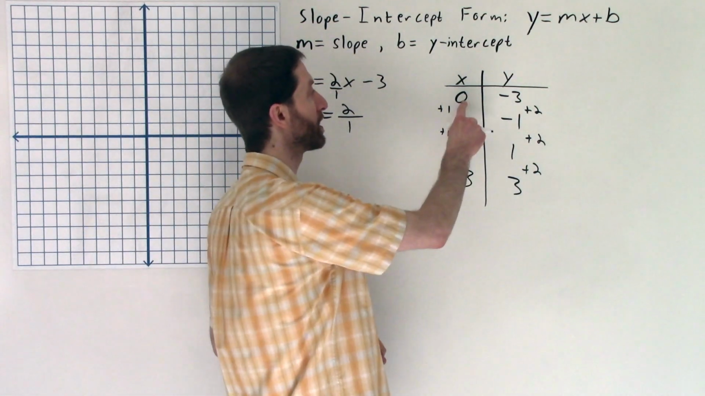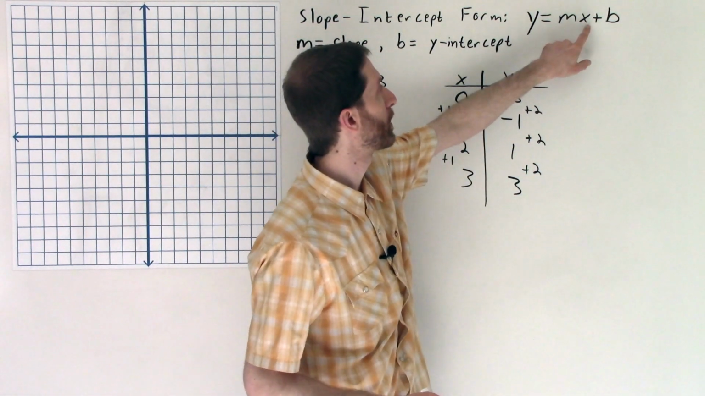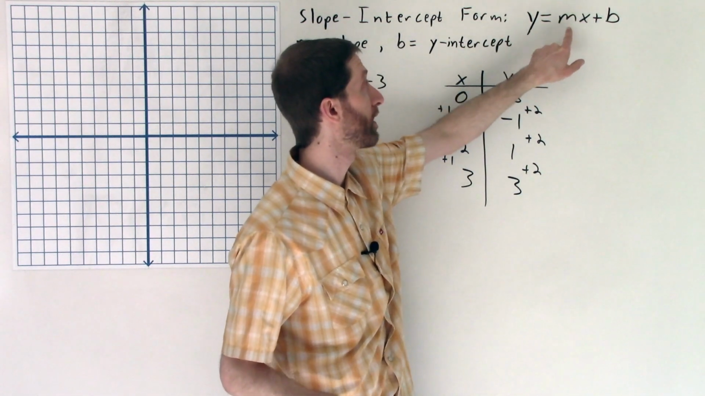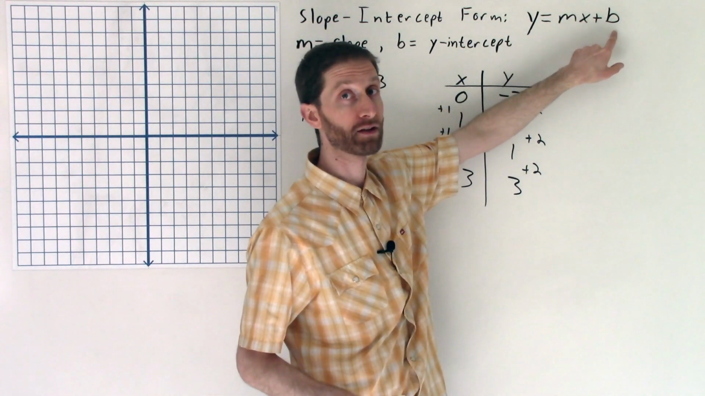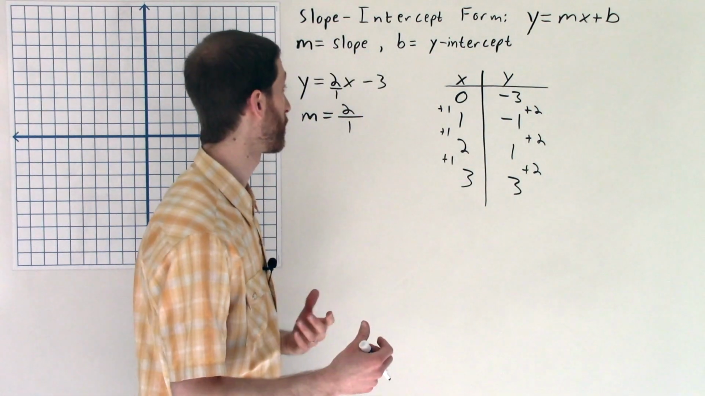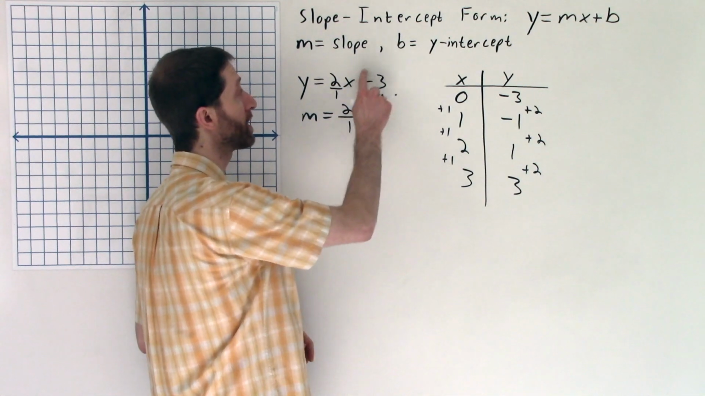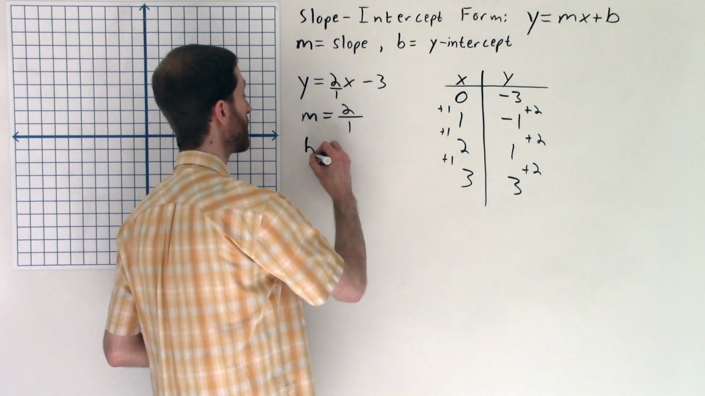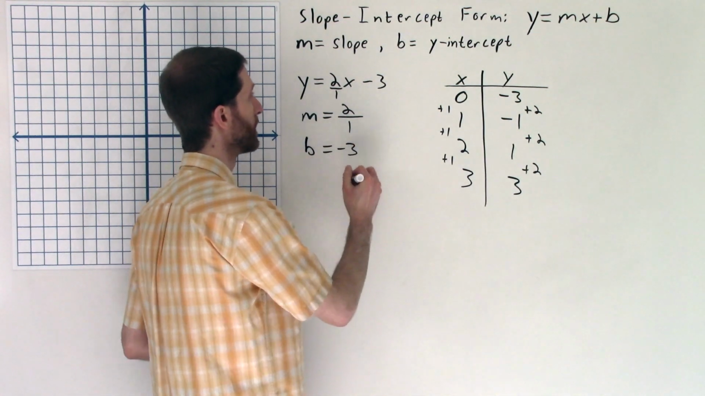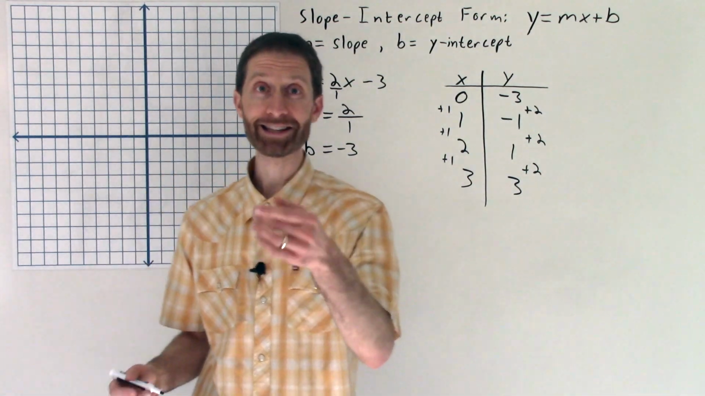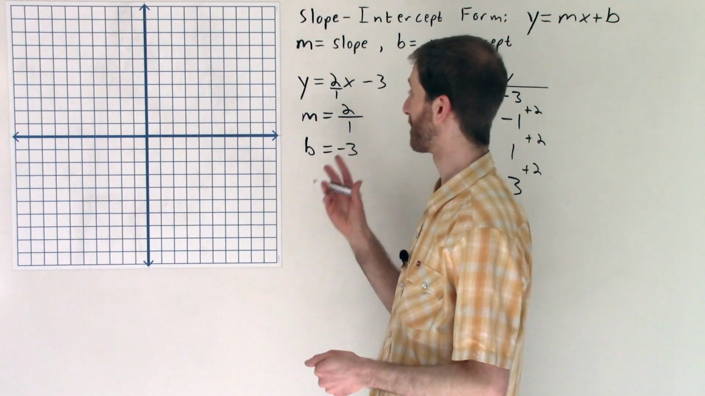When you plug in the number 0, if I were to plug in 0 here, 0 times m would cancel out everything and leave us with the b value. So y would equal b when x is 0. In other words, this number right here is going to be your y-intercept every time. So b is going to be -3. If I plug in 0 for x, I get out -3. Let's now graph this information.